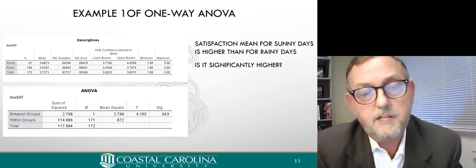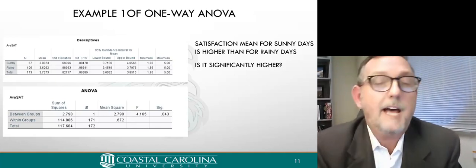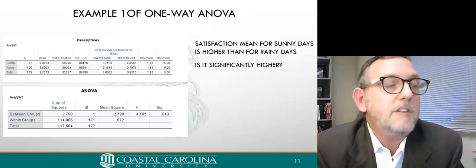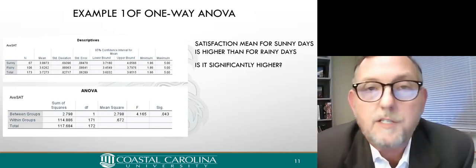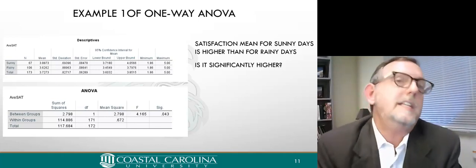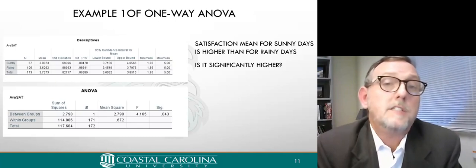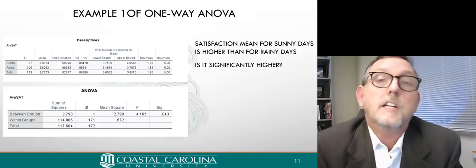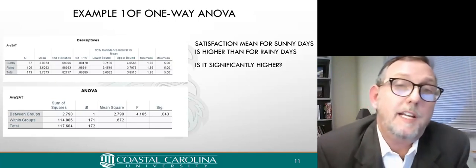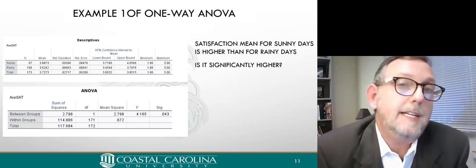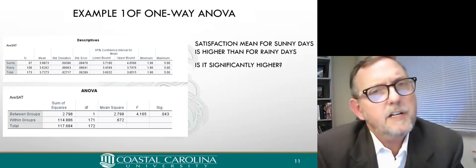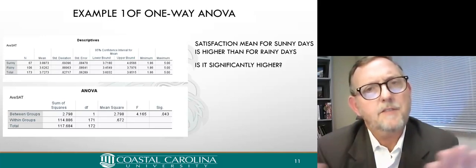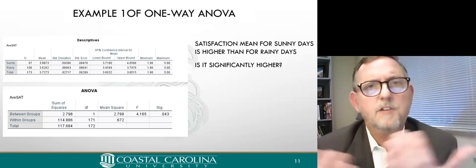Happens to be raining one day, and the average satisfaction is 3.62. On sunny days, same test, same sample, same idea. Sunny day, the response is 3.88, almost 3.89. And so the question here is, is that a big enough difference? Is that a big enough or significant enough of a difference between these two?